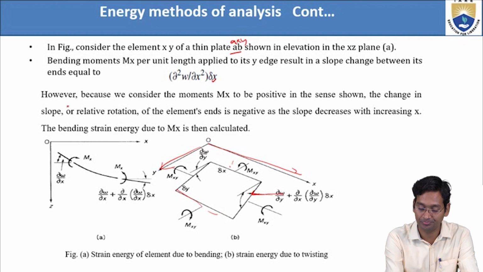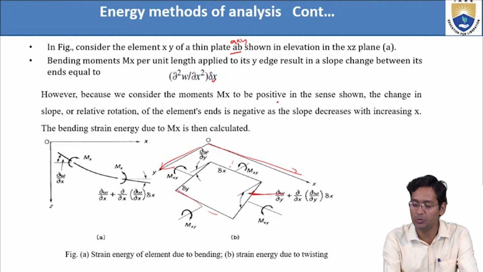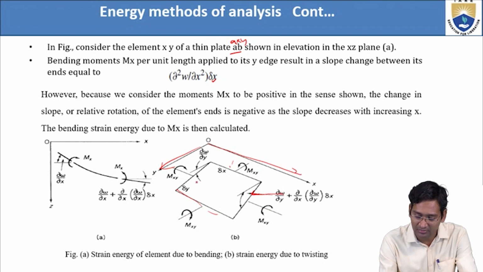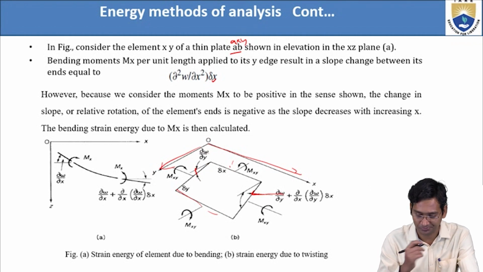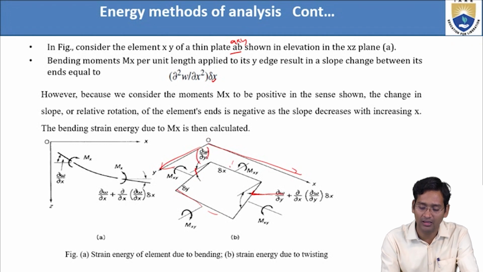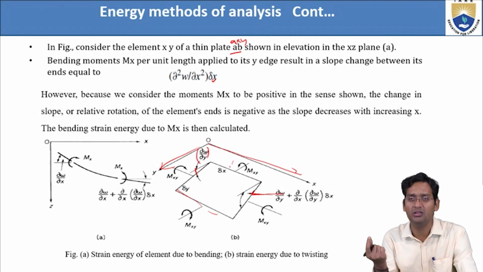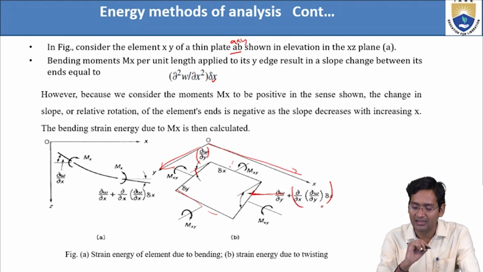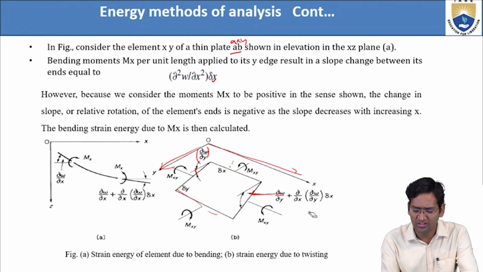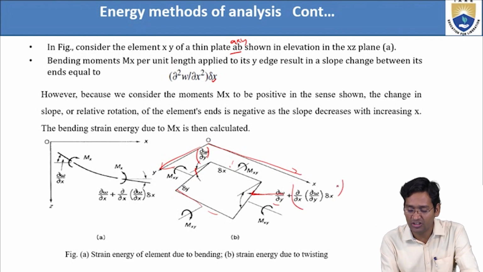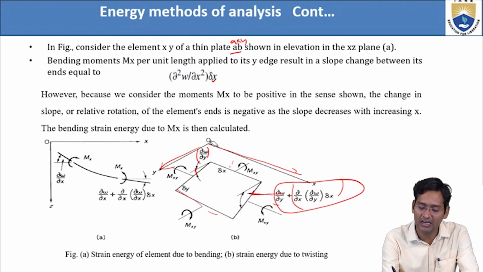However, because we considered the moment Mx to be positive in the sense, whatever this is, Mx is there, right? So this is a CR, this is Mxy, this is Mxy, here Mxy is there at some angle. By how much it will get deflected, that is del w by del y, where w is the deflection or you can say displacement. So if the original is del w by del y, then on this side, the original plus some small change. By what amount? That is del by del x of del w by del y into del x. This is a small fraction of this part, the differentiation of this. So this will be the total for this side, and for this side it will be del w by del y.